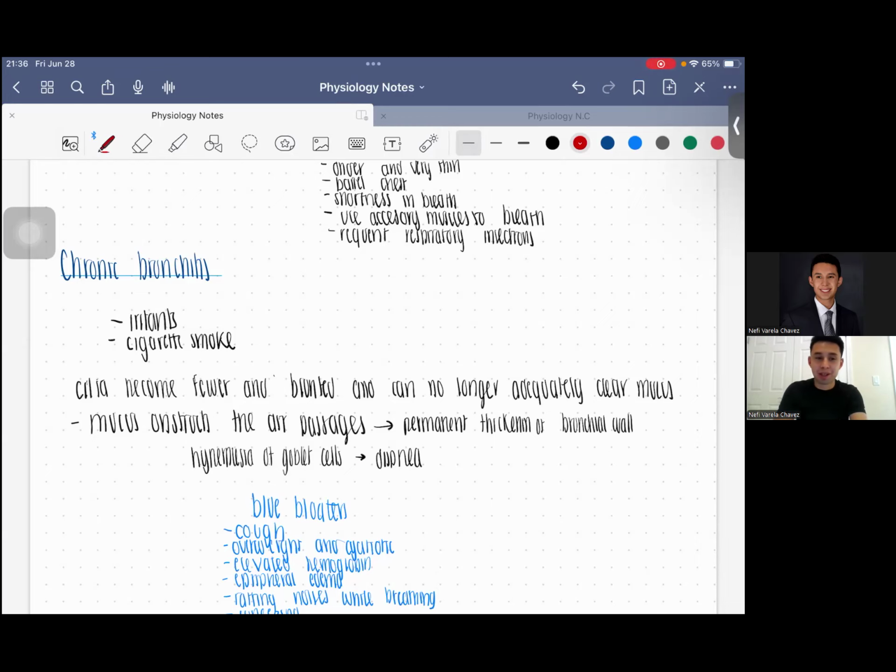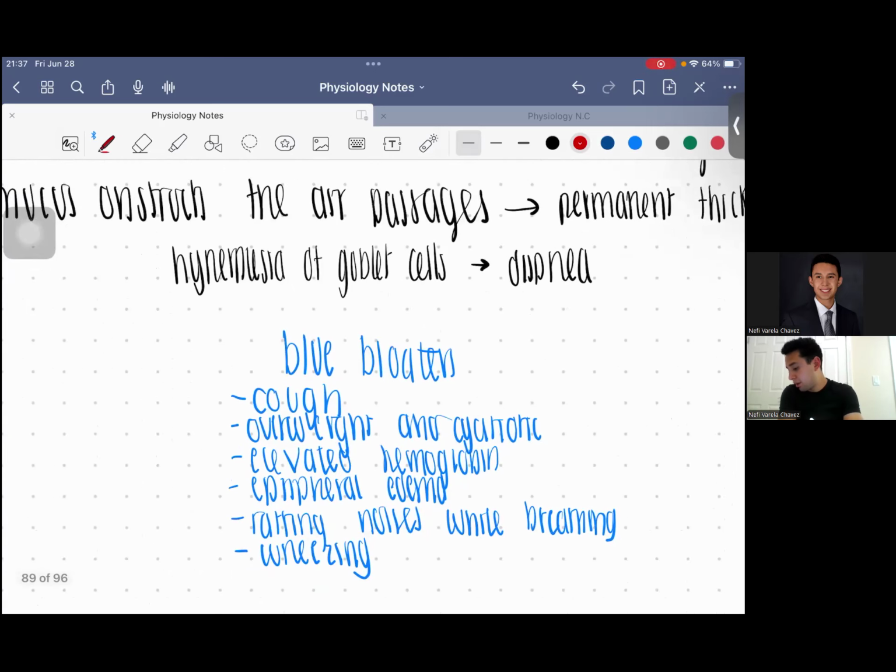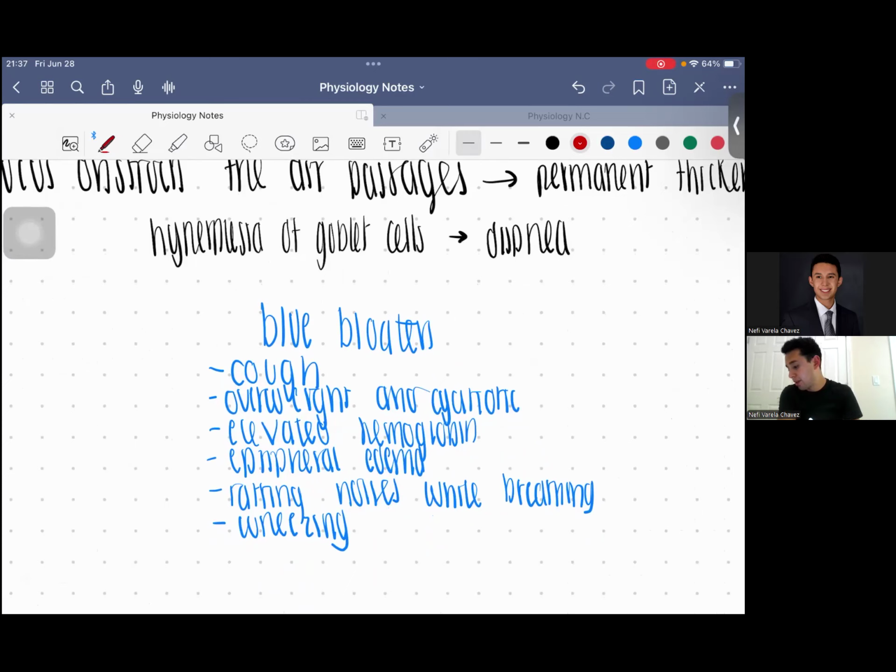Actually, I think that's what happened to me, not the other one. That's leaning more to this one. And eventually, we have hyperplasia in the goblet cells, also named dyspnea, so abnormal breathing. This is going to be characterized by cough, overweight, polycythemia, elevated hemoglobin, peripheral edema, breathing noises while breathing, and wheezing.